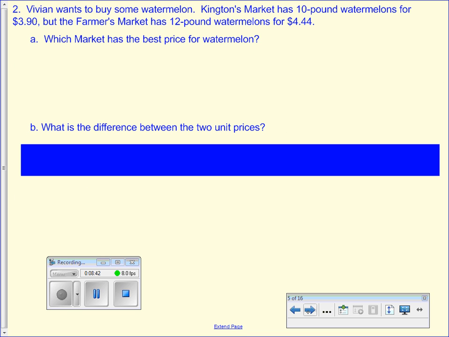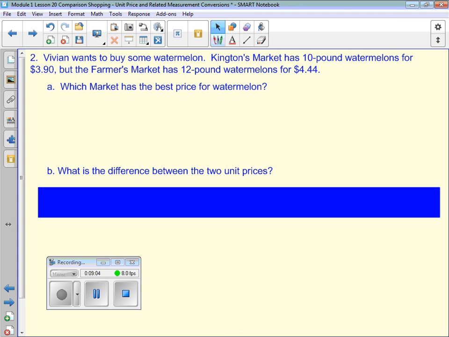Let's take a look at number 2. Vivian wants to buy some watermelon. Oh, who doesn't love watermelon? So Kingston Market has 10-pound watermelons for $3.90, but the Farmers Market has 12-pound watermelons for $4.44. Which market has the best price for watermelons?